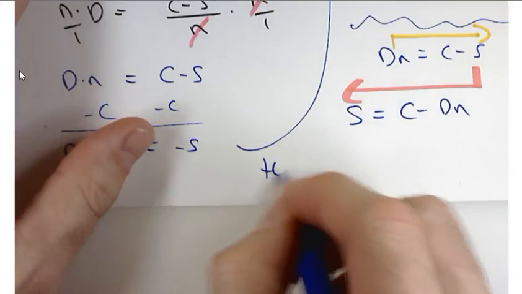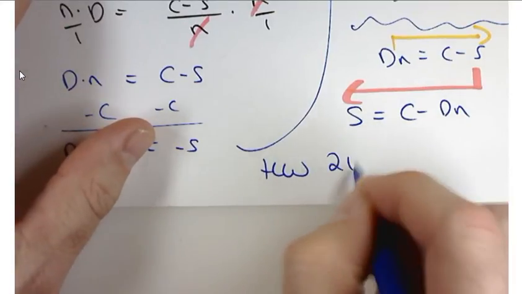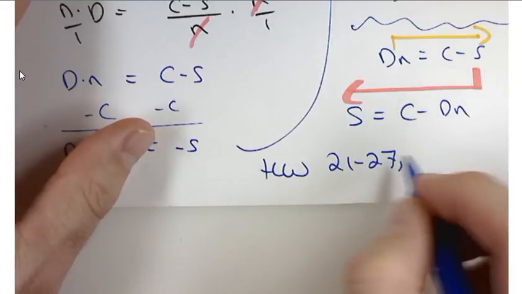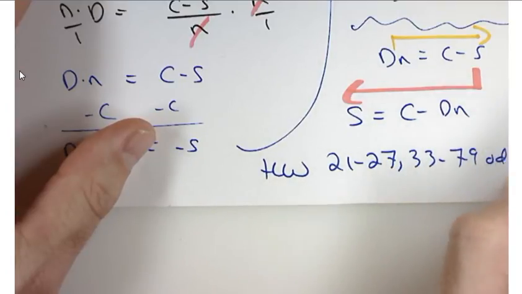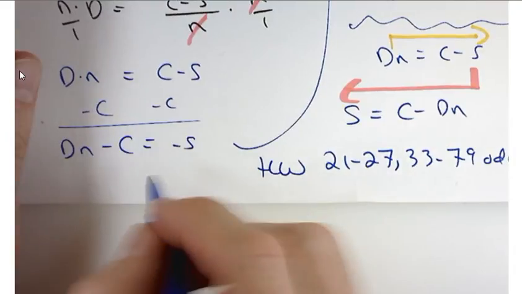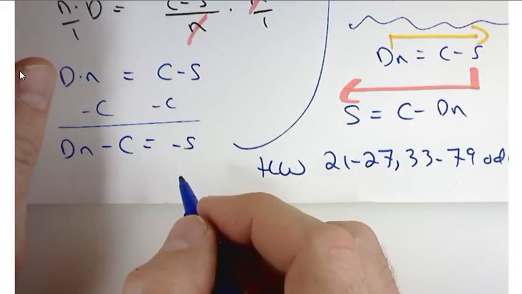For homework, try 21 through 27 and 33 through 79, just the odds. That's section 2.4, starting on page 138.